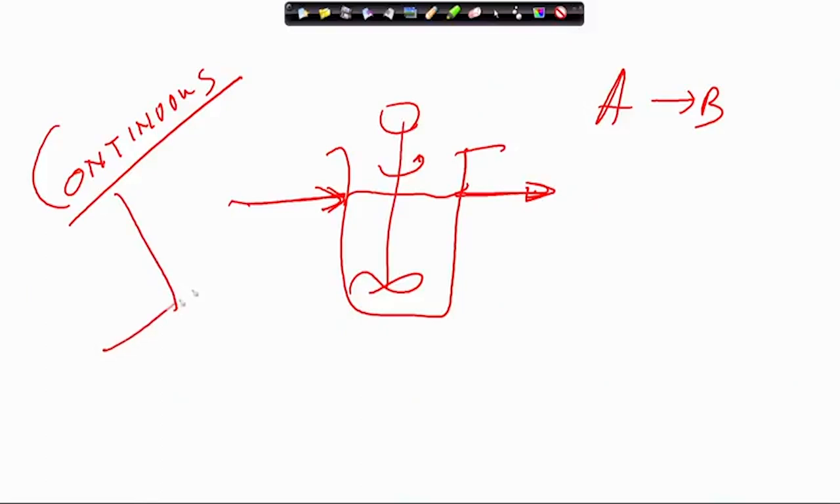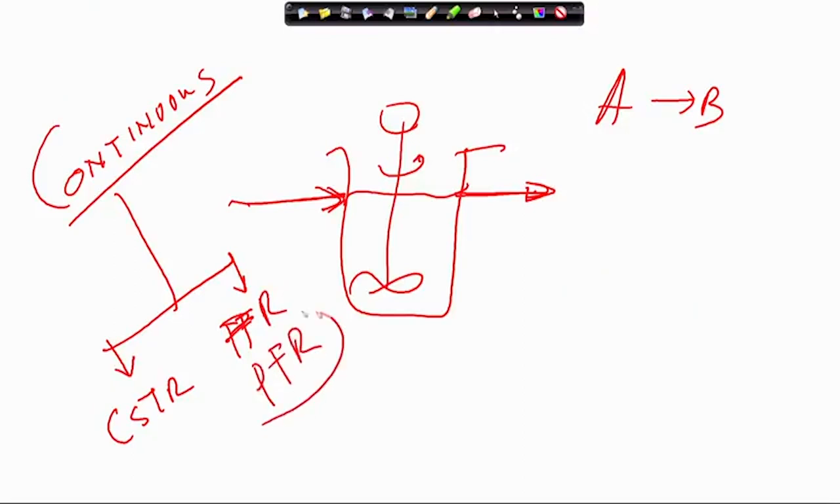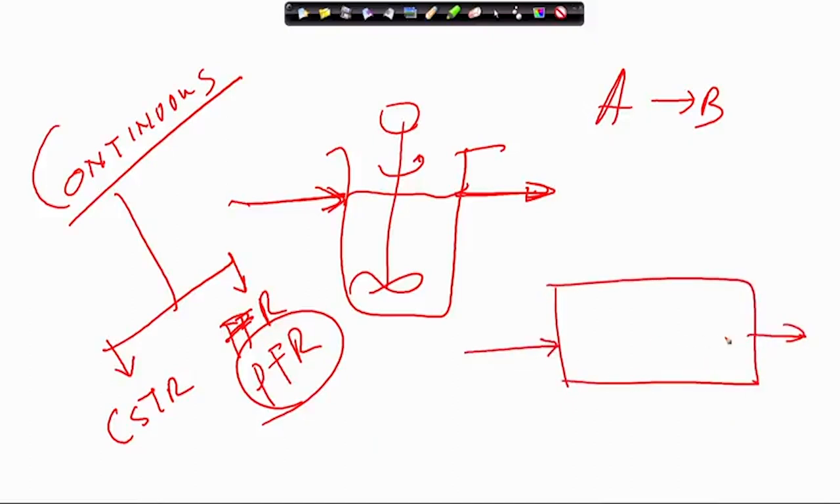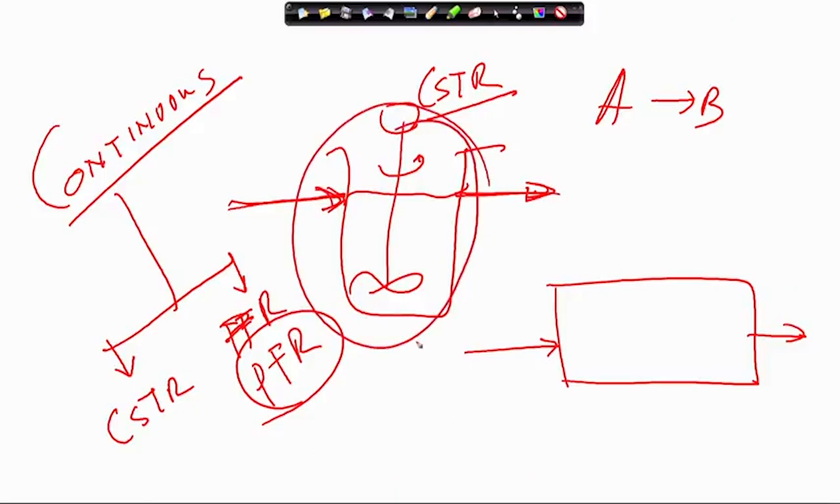Now, a continuous system may be of two types. One is called CSTR, another we call plug flow reactor, PFR. Okay. We will discuss in detail. The difference is that in case of CSTR, it is a continuous stirred tank reactor. A continuous stirred tank reactor means you have a stirrer and continuous inflow and continuous outflow, and this is very easy to operate. Now, this is the plug flow reactor. In plug flow reactor, you are giving the feed at one end, and it is something similar to the tubular reactor.